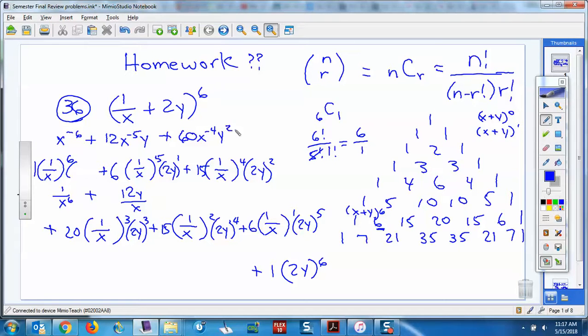Does that make sense? To be honest, I think that would be the smart thing, make that x to the negative 1. Now you have x to the negative 1 to the 5th, power to power, you multiply. So 6 times 2 is 12, x to the negative 5th, y. Here you'd have 2 squared is 4 times 15. This one here you'd have 2 cubed is 8 times 20, so that'd be 160, x to the negative 3, y to the 3rd, okay? So forth and so on. Finish it up, and that would be the expanded form.